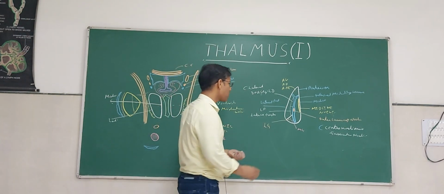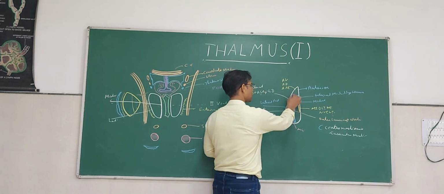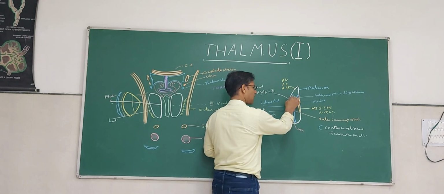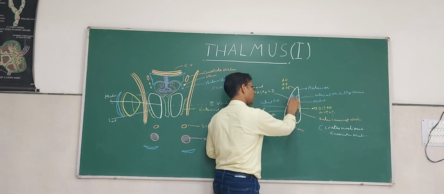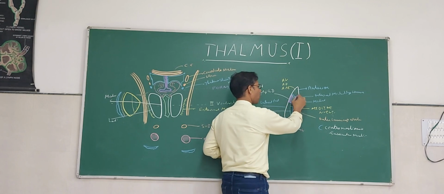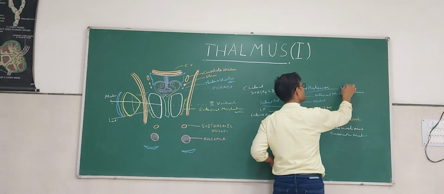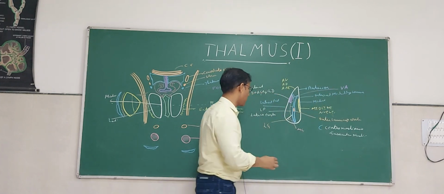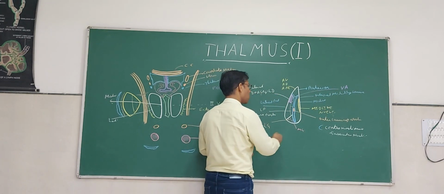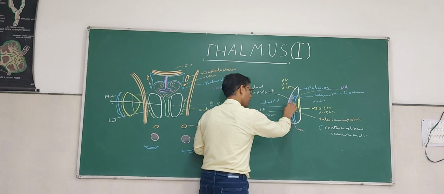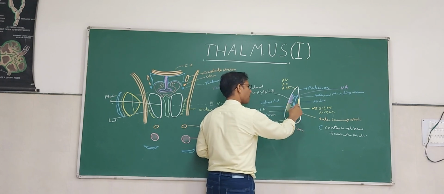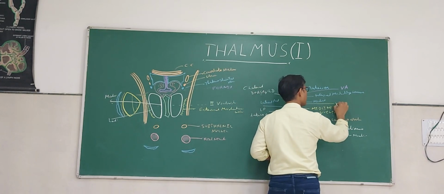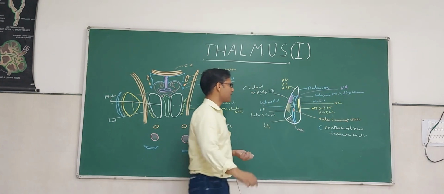One of the most important groups I am discussing here is this part. This is the ventral group, and first and foremost the ventral group is divided into ventro-anterior. It's not anterior-ventral, it's ventro-anterior. The next part is known as ventrolateral. This is the ventrolateral part.